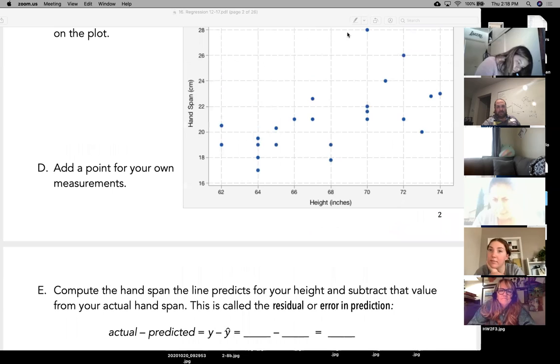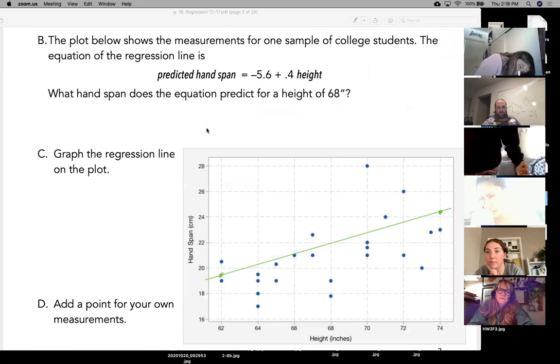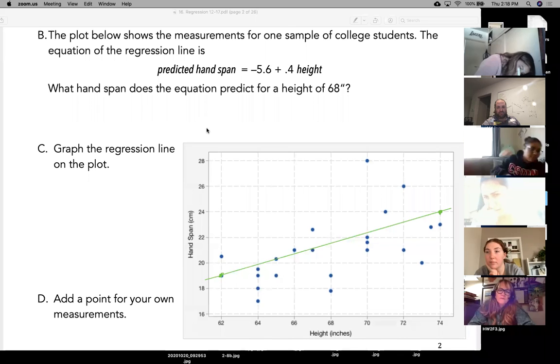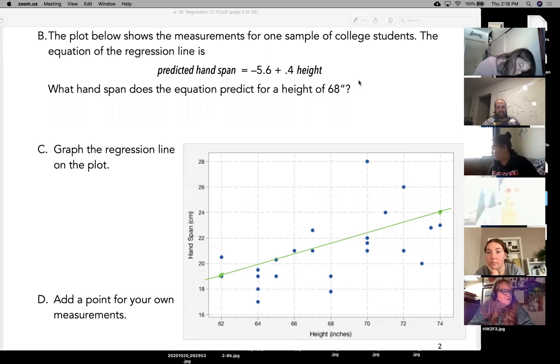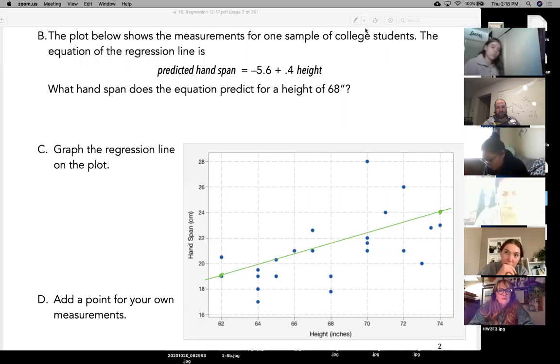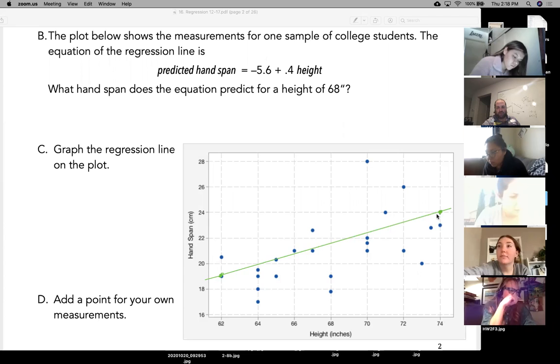So if I look back at that best fit line, that tells me that somebody 74 inches tall should have a hand span that's 24 centimeters, correct? That's what the best fit line is predicting. Will you agree? Yes, if you're 74 inches tall, it predicts 24.